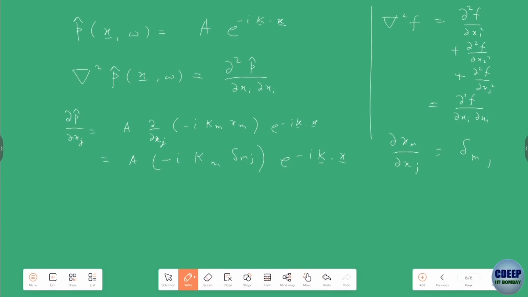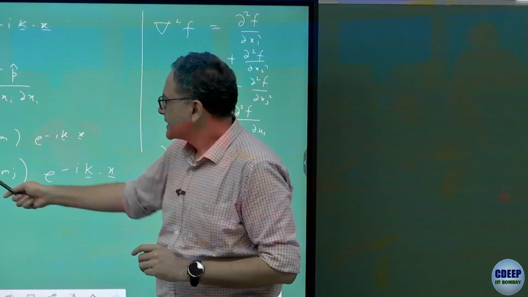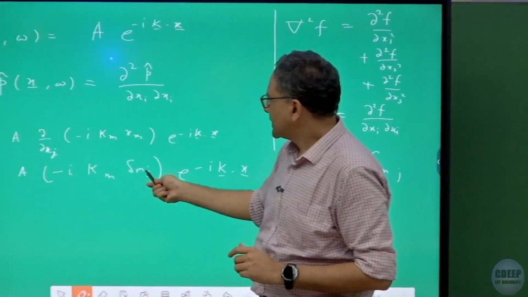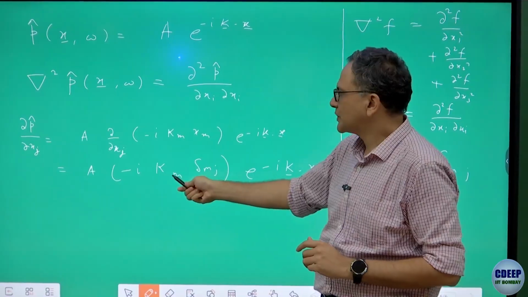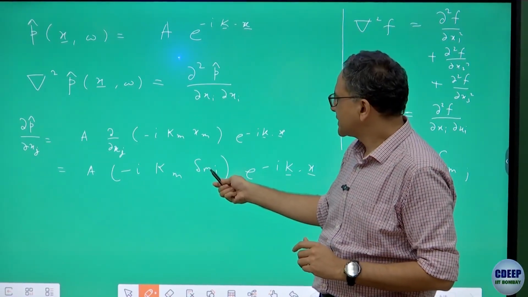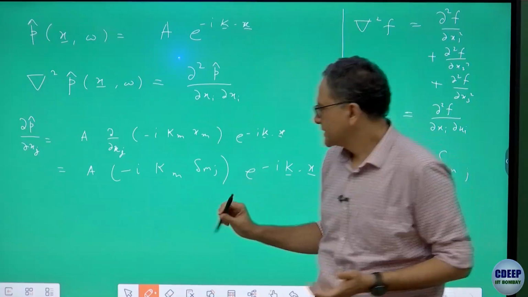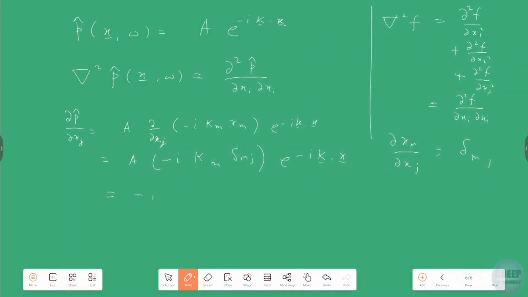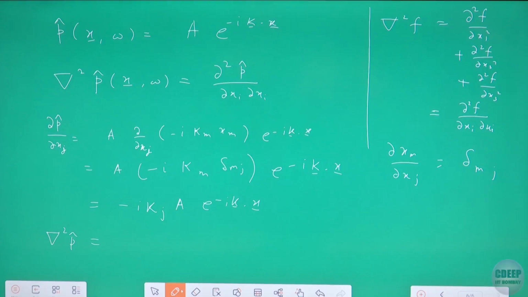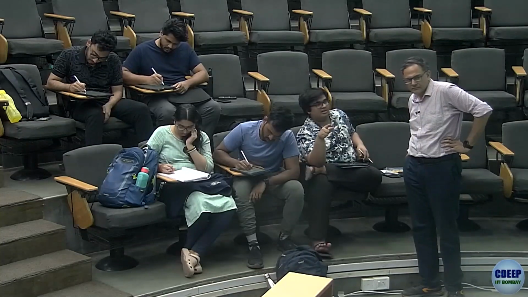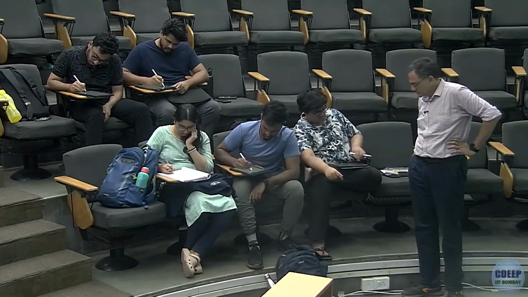So kappa m delta mj is kj, because whenever m is equal to j, this is going to be 1 and I am going to pick that kappa j, and whenever m is not equal to j, then that will always be 0. So this becomes minus j kappa j A e to the power minus j kappa dot x. What if we take a non-orthogonal basis this time? The primary assumption we had was an orthogonal basis, which is why we got the delta, and that simplifies down to this simple form.